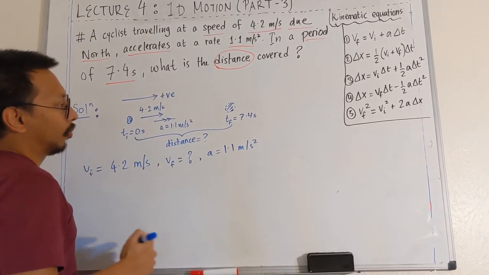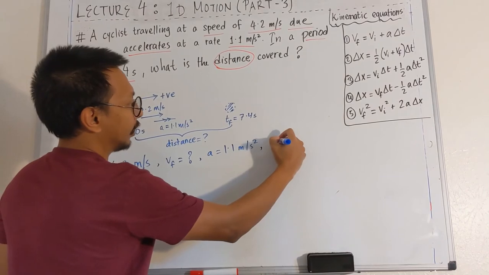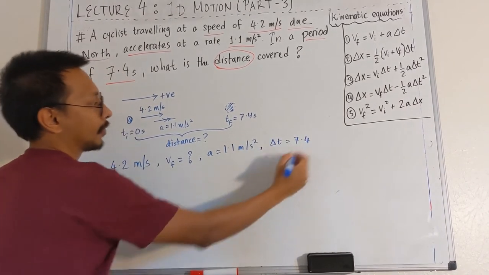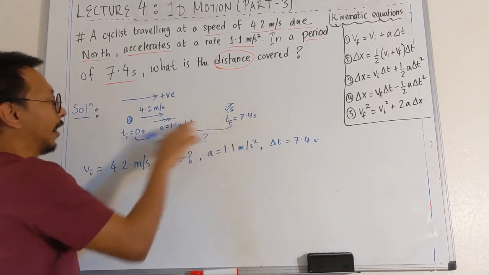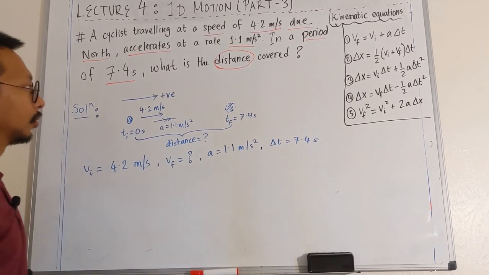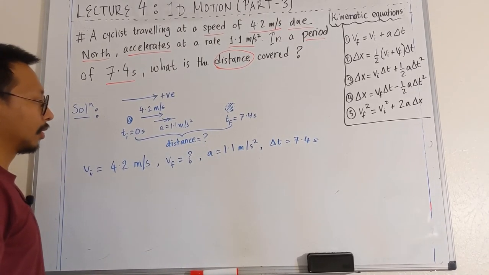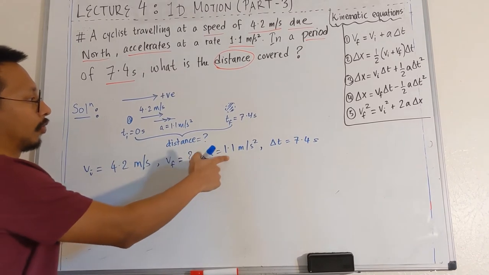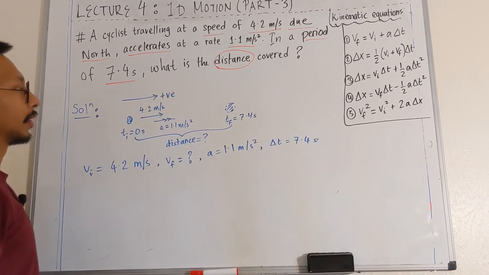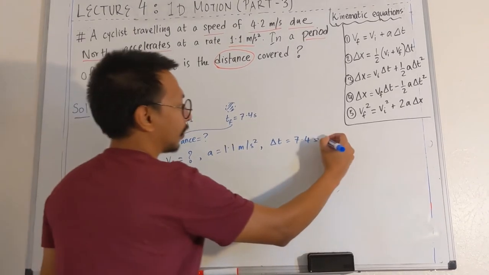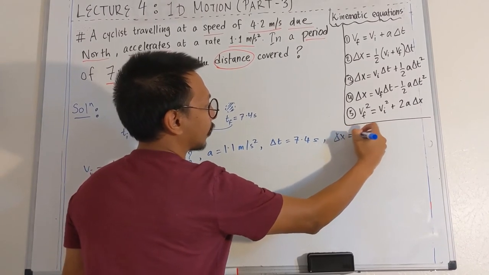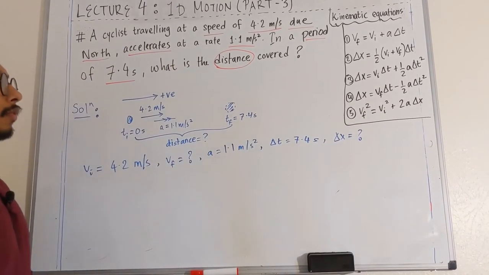Then what else do we know? We know that delta t is 7.4 seconds because Tf minus Ti is 7.4. So we know delta t. Do we know anything else? 1, 2, 3, 4. We know 3 out of 4, and we don't know anything else. And what do we want to find? We want to find delta x.